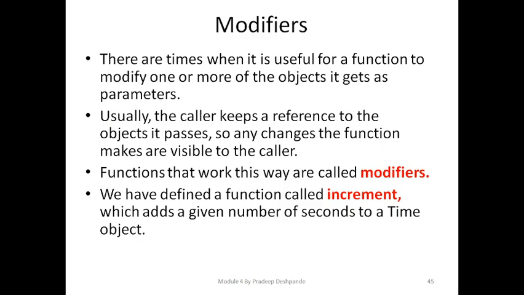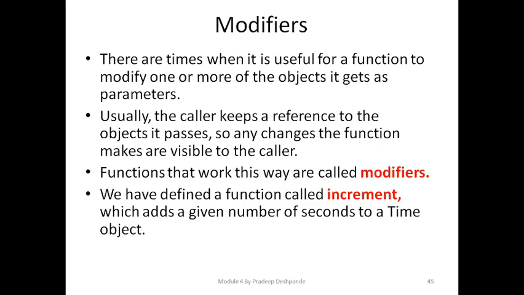Pure functions just take the objects and do not modify anything in them. You can process between the two objects, but within the object you cannot do any modification. Then the modifiers come, when we need a function to modify one or more of the objects it gets as parameters. Usually the caller keeps a reference to the object it passes, so any changes the function makes are visible to the caller also. So functions that work this way are called modifiers.